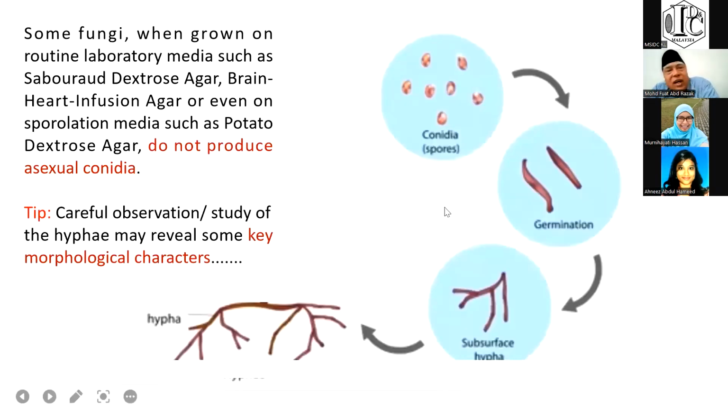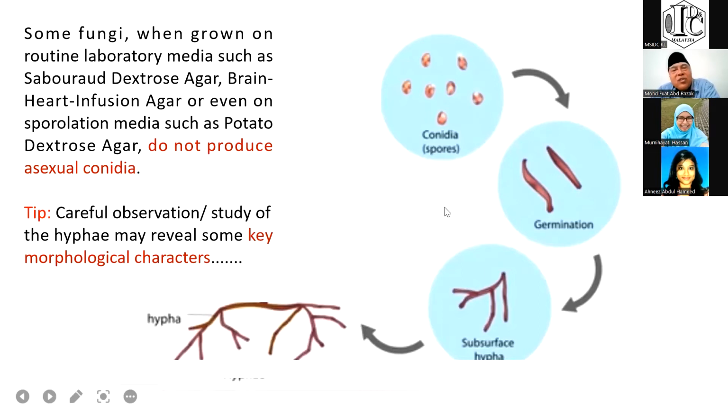But some fungi, when grown on routine laboratory media such as Sabouraud dextrose, brain heart infusion, or even on sporulation media such as potato dextrose agar, do not produce asexual conidia. So if we study the hyphae carefully, it may reveal some key morphological characters, even though we don't see conidia.